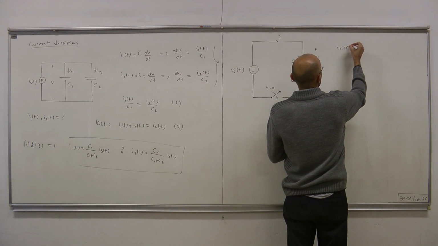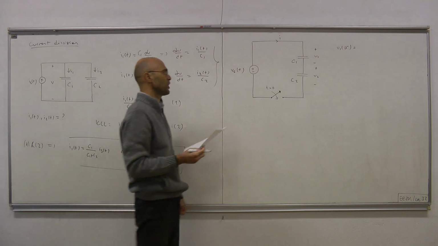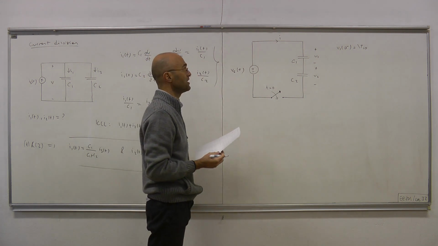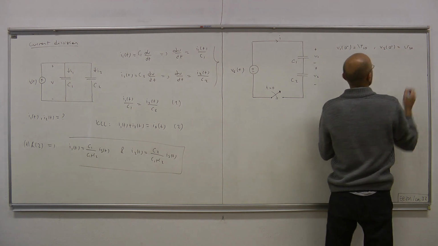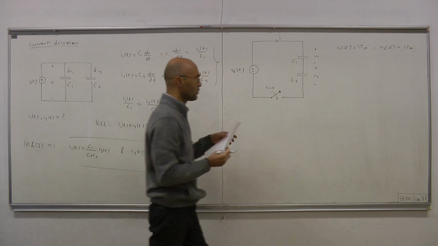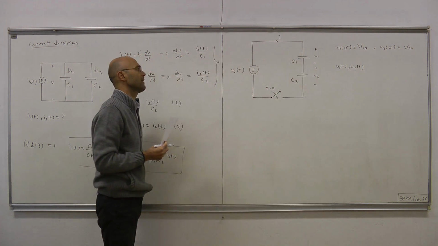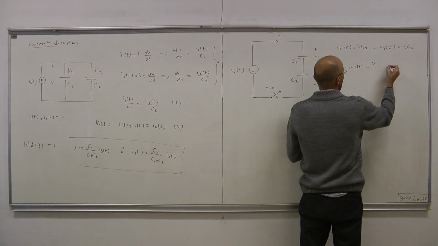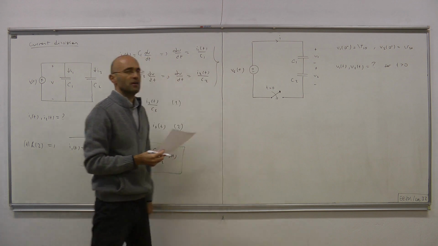Now, V1 initial. By initial we mean the voltage just before the switch is shut. It is something, and that something we're calling V1 of 0. And likewise, the initial voltage for the second capacitor just before the switch is shut is labeled V2 of 0. The question is, what will the voltages be if we close the switch at t equals 0, for t positive? T positive means after the switch is shut.